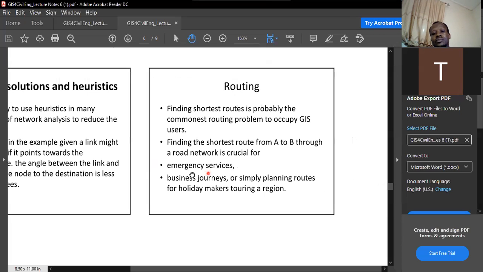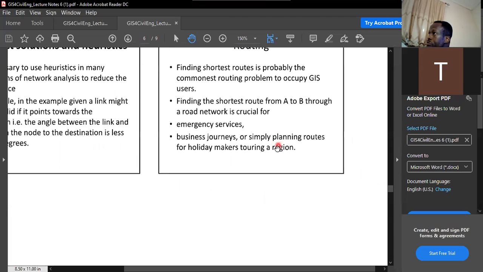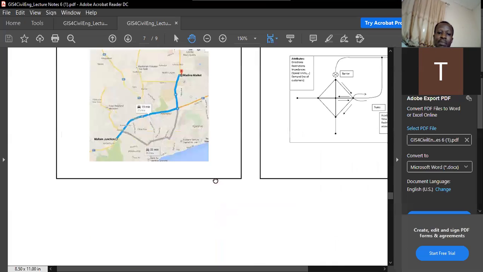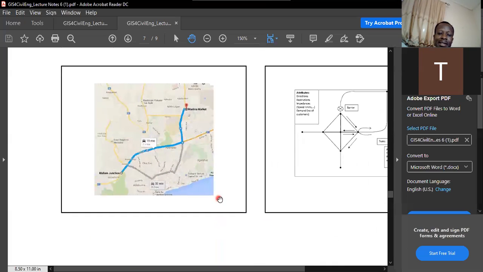So routing, like we said, involves finding shortest routes from one point to another, and it's good for emergency services, business journeys and route planning. In fact, it's very good for a lot of things, once you are moving around, and we all move around anyway. I don't know anybody who just doesn't move and stays in the same place. This is Google Maps here, finding the shortest route between, I think, my house and Malam Junction.